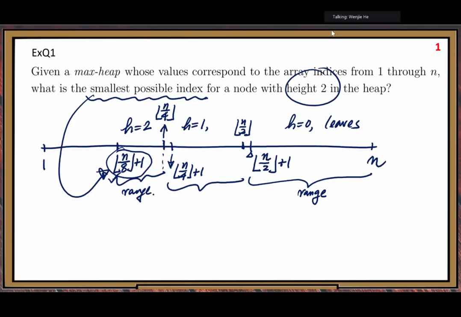So you can see we need to use the ranges for different levels of nodes: height 0 level, height 1 level, height 2 level. All right. That's the first question.